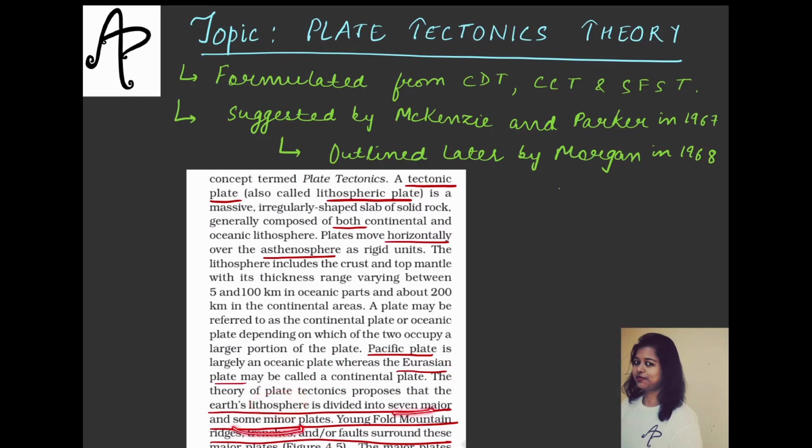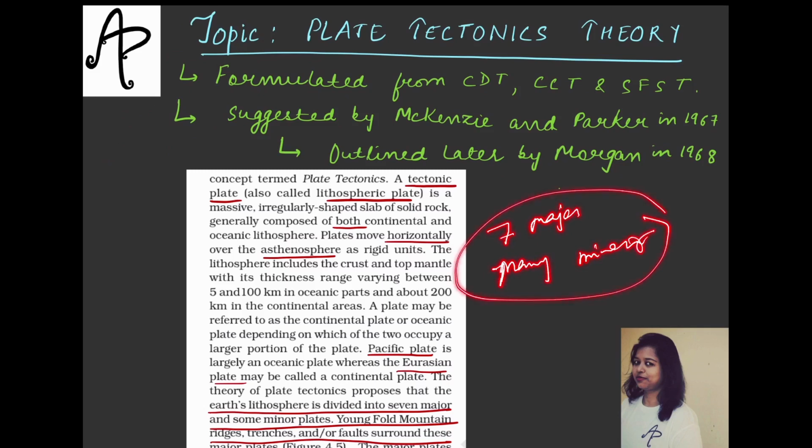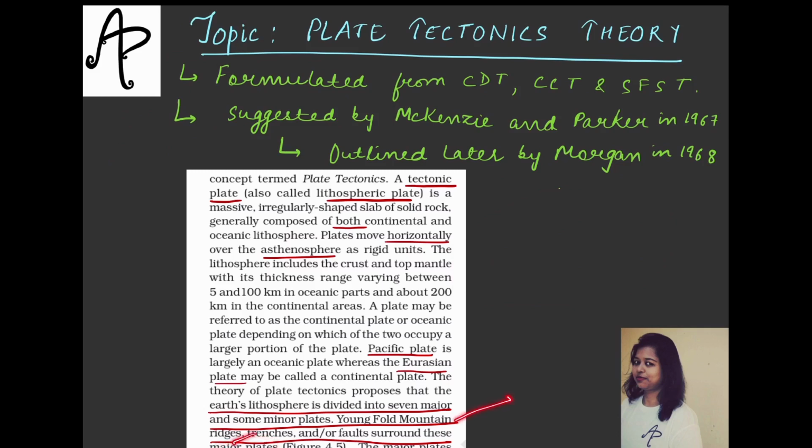Now the theory of plate tectonics proposes that the Earth's lithosphere is divided into 7 major and some minor plates, which are moving horizontally over the asthenosphere as rigid units. So what has it come out to be? 7 major and many minor plates. We will talk about those plates also in the coming classes. Also, these major plates are surrounded by young fold mountain ridges, trenches and also the faults, which are the cracks.